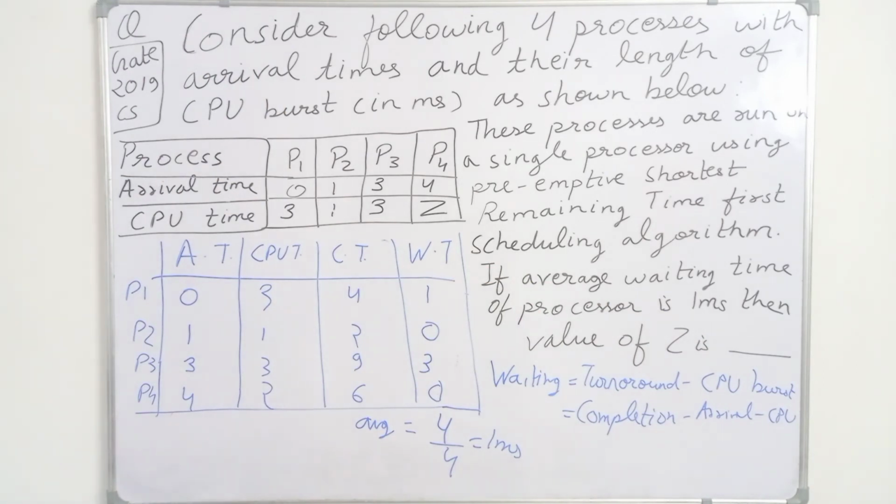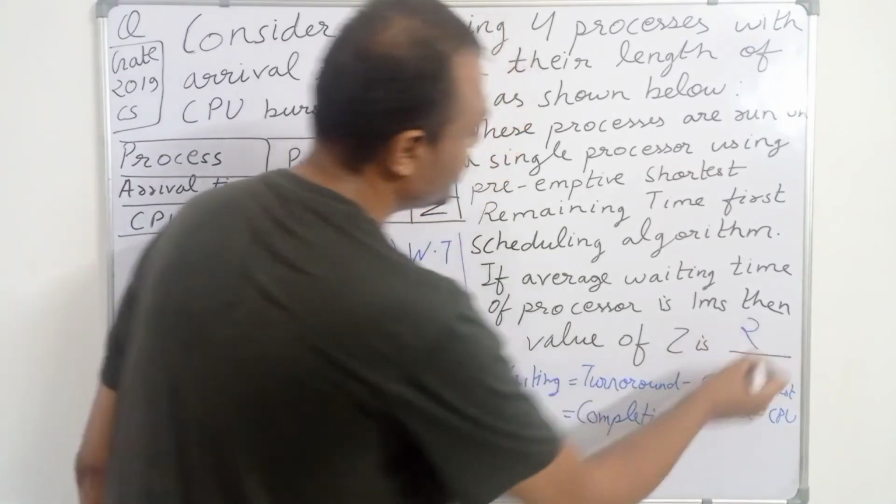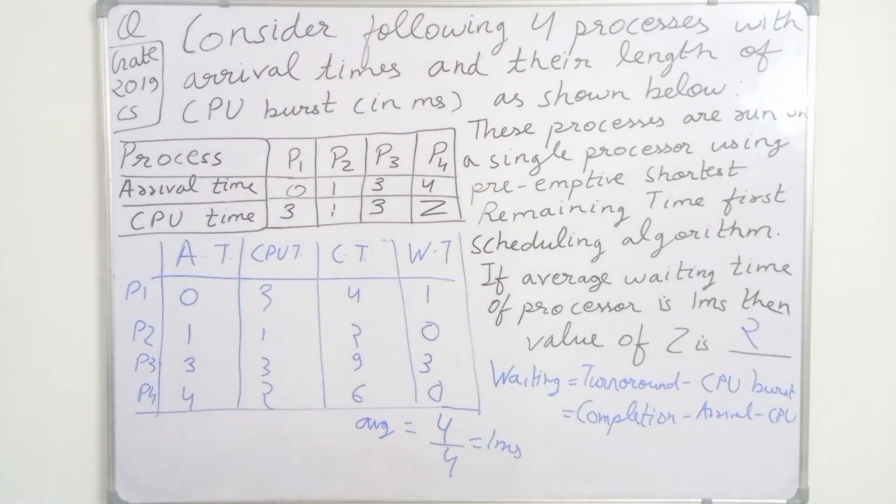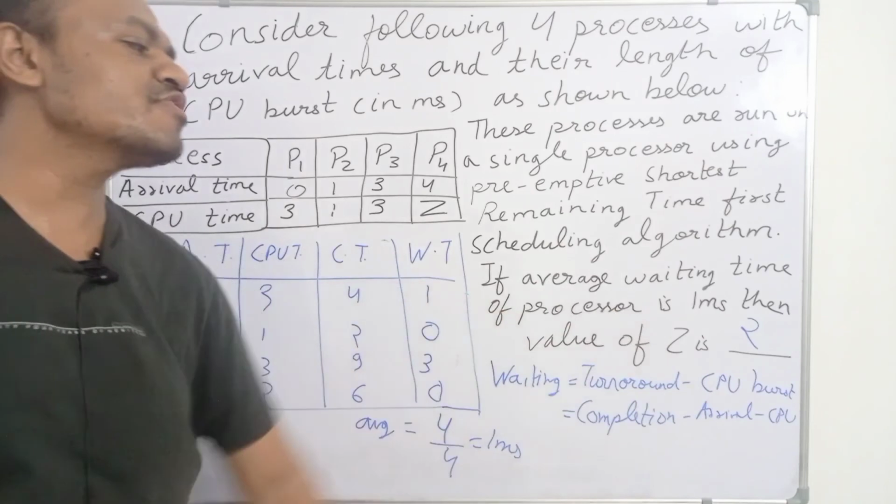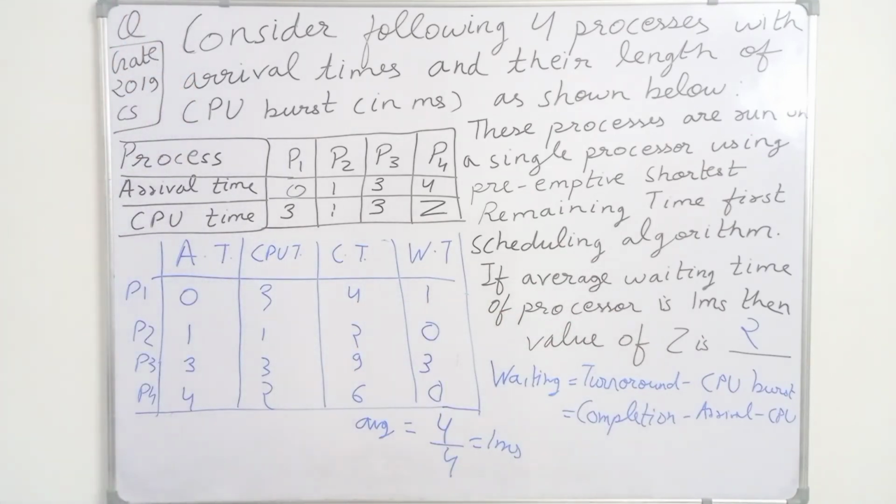So we assumed that Z equal to 2 and calculated the waiting time, and the waiting time we found was 1 millisecond. As per this, our assumption was correct, so the value of Z is 2. In this way, we can assume the value of Z, find the waiting time and verify it from the data given in the question.